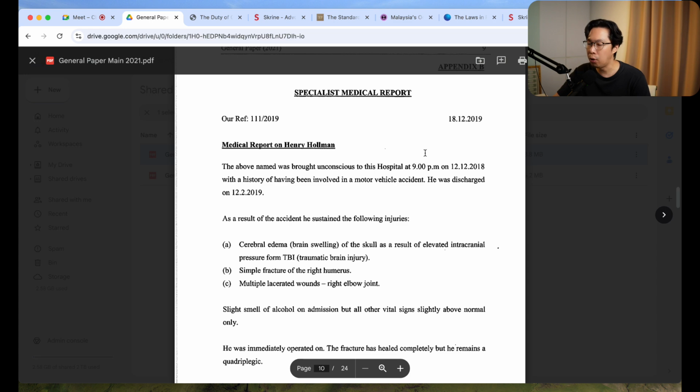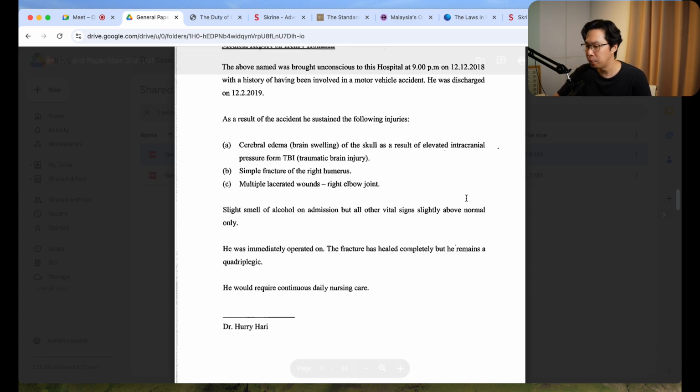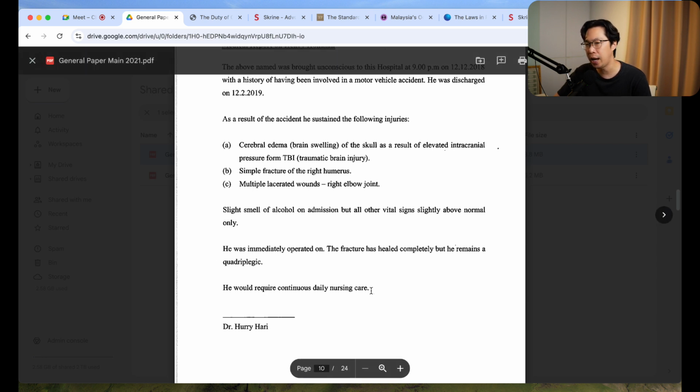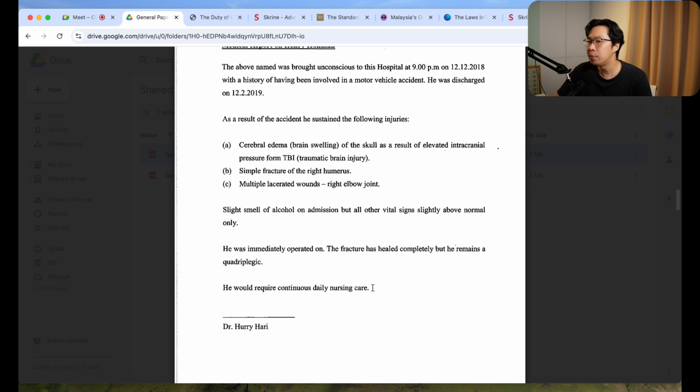So from here, you need to know the current condition of this guy. What are the things that we can claim? Okay, what does quadriplegic mean? What does continuous daily nursing care mean? Does that mean that we can claim a little bit more? Or is the claim a little bit limited?